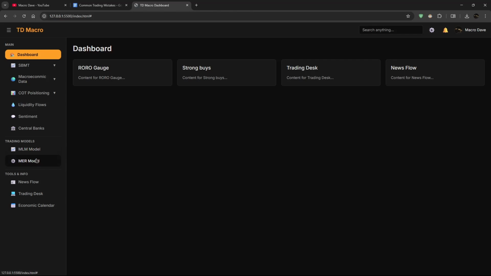So I currently code a few trading models that I use as indicators in TradingView. This MLM model is a bit more complex, so I won't give away the secret sauce. But basically this model, the MLM, stands for multi-layer momentum model, and it's just tracking momentum in the markets using a bunch of different factors and a bunch of different time frames. Again, I won't give away the secret sauce here.